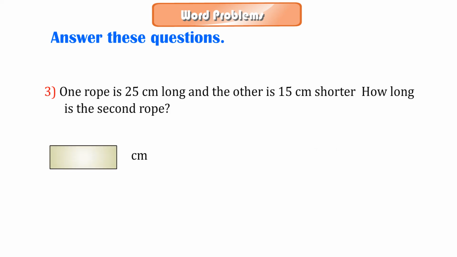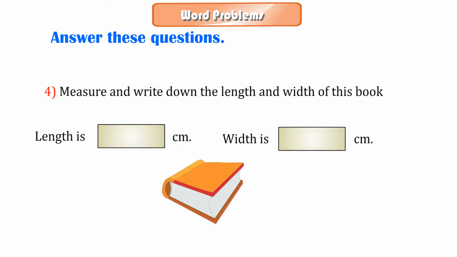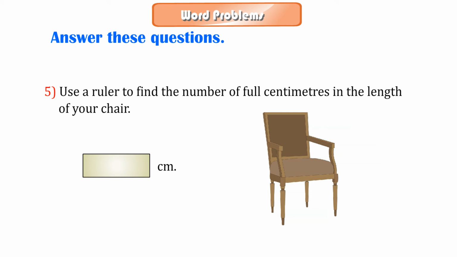3. One rope is 25 centimeters long and the other is 15 centimeters shorter. How long is the second rope? 4. Measure and write down the length and width of this book. Length is dash centimeters. Width is dash centimeters. 5. Use a ruler to find the number of full centimeters in the length of your chair. Dash centimeters.